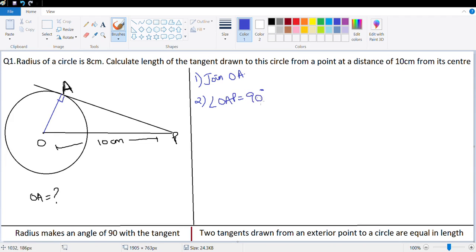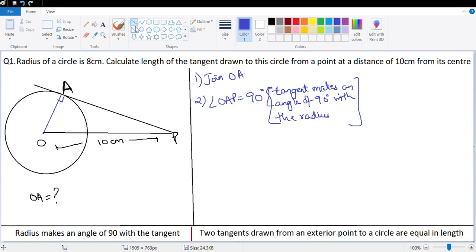Why? It's 90 because this is the angle which the tangent makes with the circle at the point of contact. So the tangent makes an angle of 90 degree with the radius at the point of contact. So that's the reason, which means I can apply Pythagoras theorem.